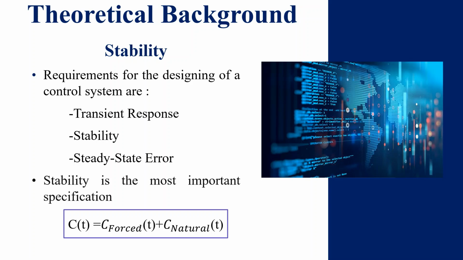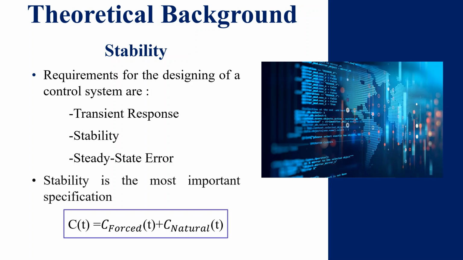As we already know, transient response is the variation of output response during the time it takes to reach its final value, and steady state error is basically the minor difference between set point and output. We have not yet studied about the stability of the system specifically. Stability is the most important system specification.